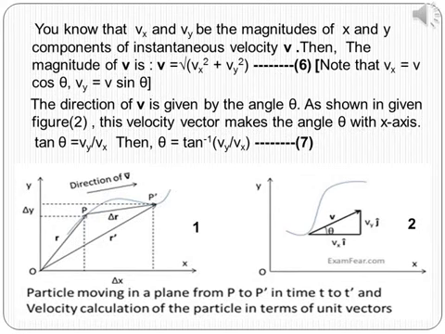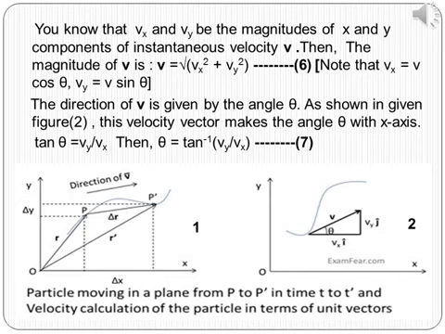Then, what should be the magnitude of the instantaneous velocity v? In figure 2, it has represented the x component and y component of the instantaneous velocity vector v, which are vx i cap and vy j cap, whose magnitudes are vx and vy respectively. From this right triangle, cos theta is equal to adjacent side divided by hypotenuse, which is equal to vx by v. Then vx is equal to v cos theta. And sin theta is equal to opposite side divided by hypotenuse, which is equal to vy by v. Then vy is equal to v sin theta.